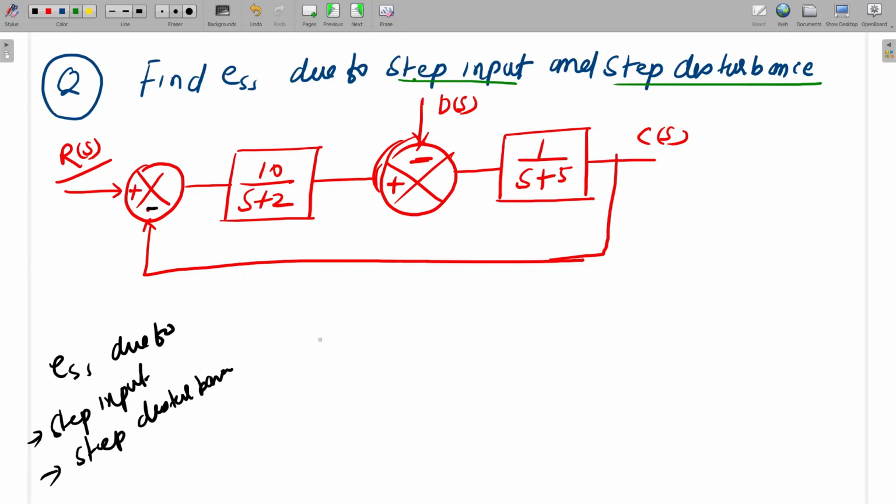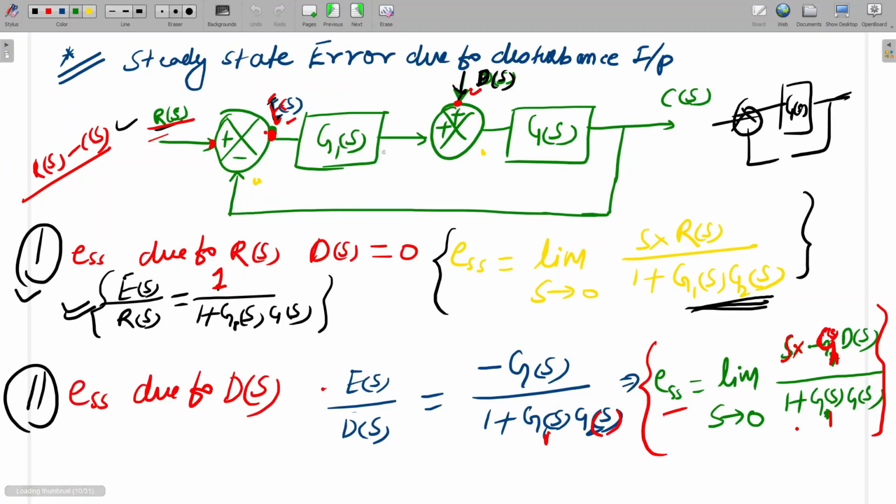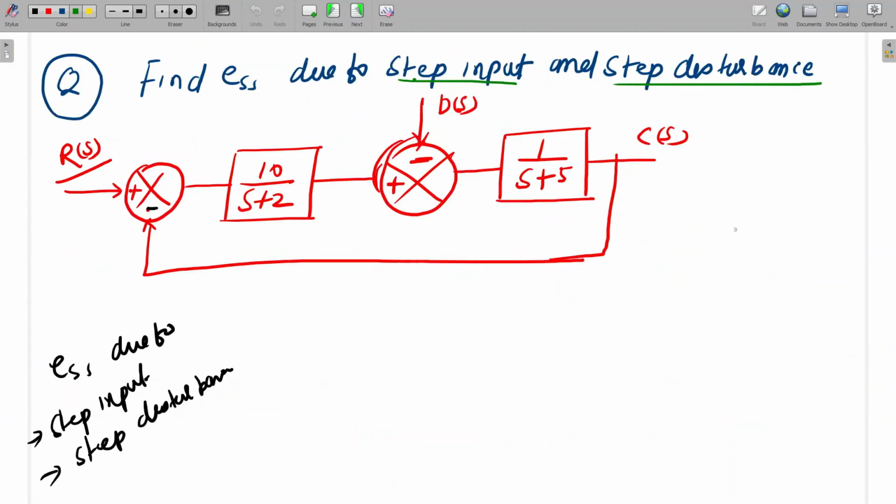See, here one change I have done, is that visible to you? One difference is there, compare these two diagrams. So total steady state error will be equal to the error due to R(s) and due to D(s). If we add both errors, then we will find the total steady state error. Should I explain it or you can try?